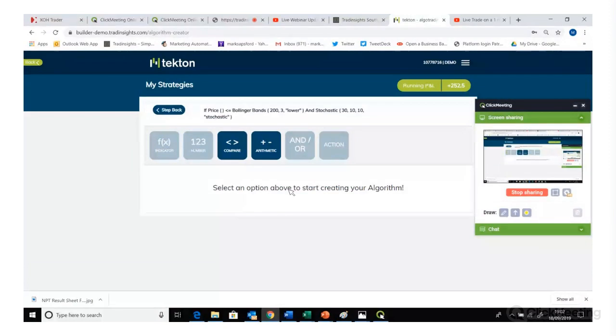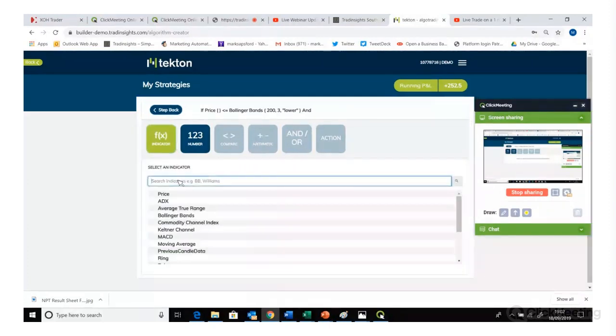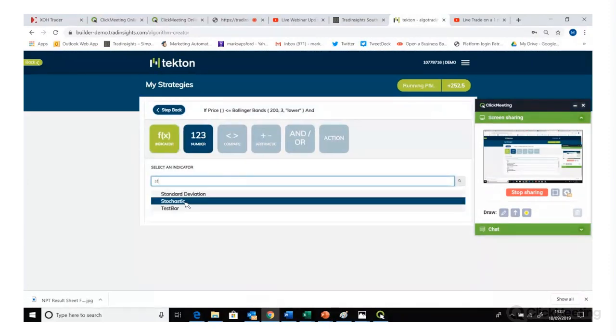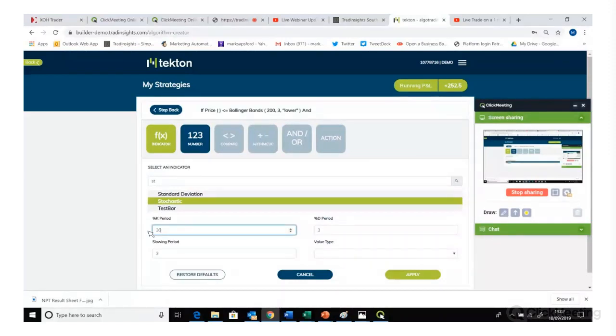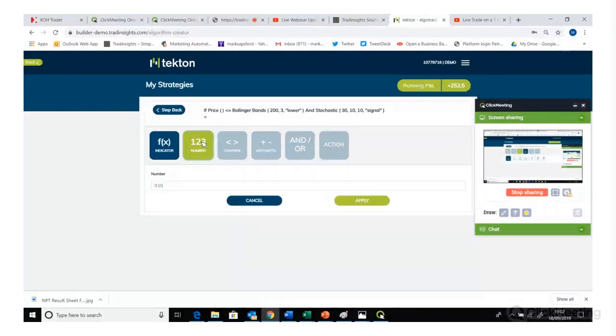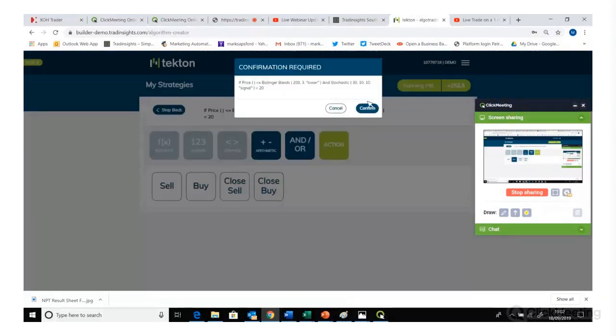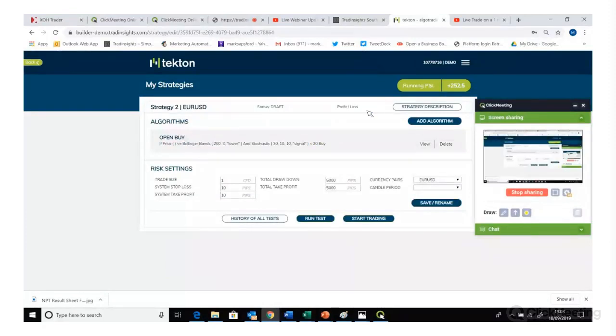Okay, so that's set up. Actually, that needs to go back to signal indicator stochastic 30, 10, 10 signal line is less than 20, less than that number 20. So it's at the bottom. So it's actually down at the bottom. Okay. The action will be to buy. And that has now created our buy condition.